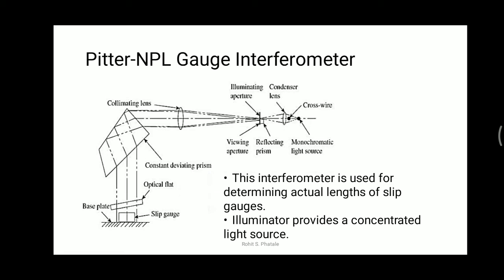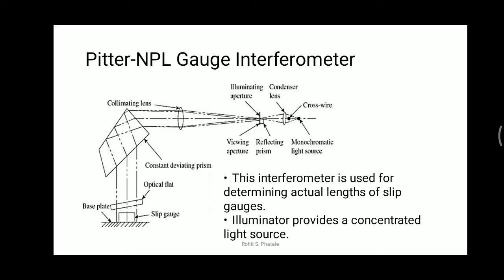Then the optical flat can be positioned at a desired angle by means of a simple arrangement. Again, this optical flat, we can change its angle, or we can tilt that optical flat. Okay, the slip gauge that is to be checked for its length is kept right below the optical flat. You can see this slip gauge is exactly below the optical flat, on the top of the highly flat surface of the base plate. And this slip gauge is placed on the base plate.